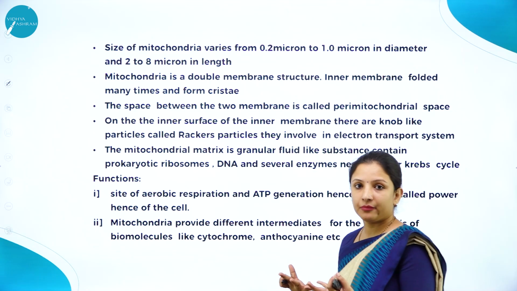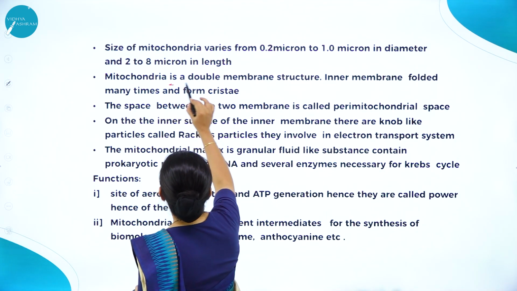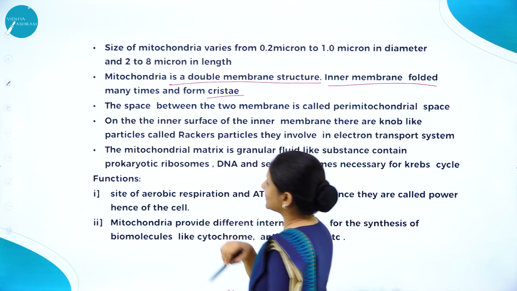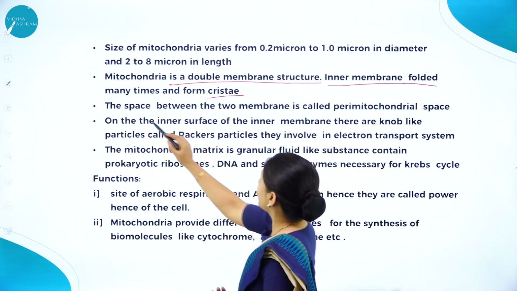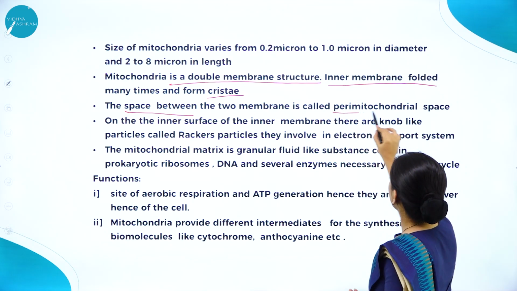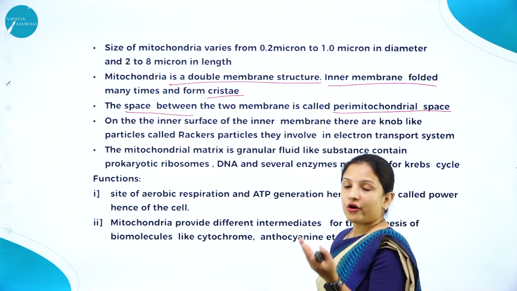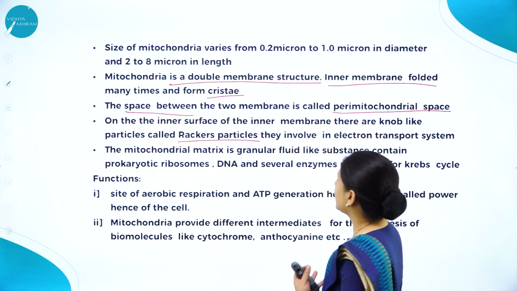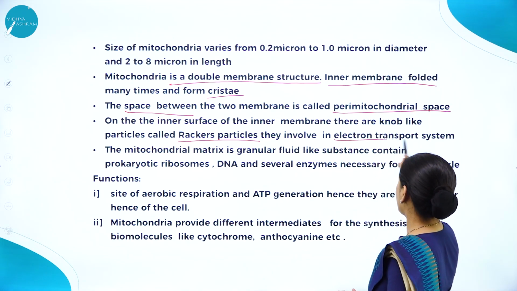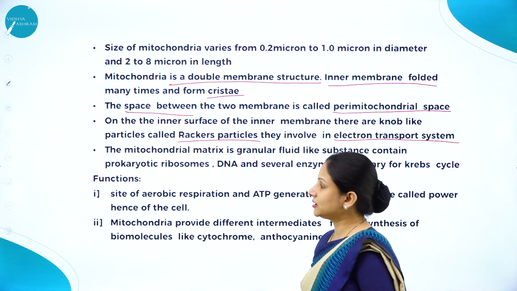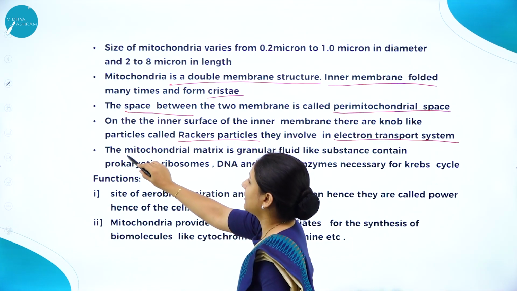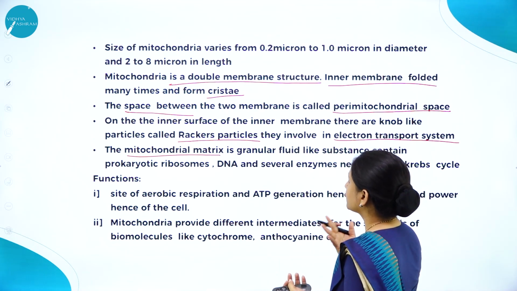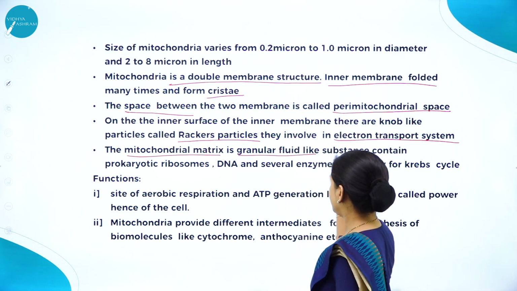First, we'll start from the membrane because it forms the covering, right? So mitochondria is a double membrane bound structure. The inner membrane has many folds, and that fold is called cristae. Between the outer and the inner membrane, there is a space, and that is called the perimitochondrial space. On the inner surface of the inner membrane, there are knob-like particles called Racker's particles, and their main function is the electron transport system. I hope you remember this ETS, electron transport system. And the inside of the mitochondria is filled with a fluid matrix, which is called the mitochondrial matrix, and it is nothing but a granular fluid substance.